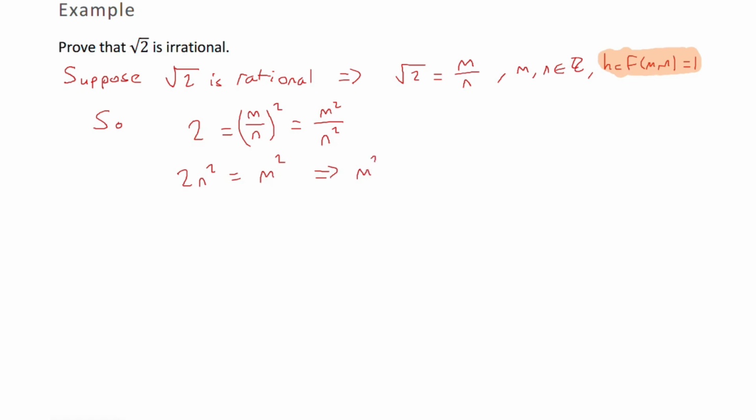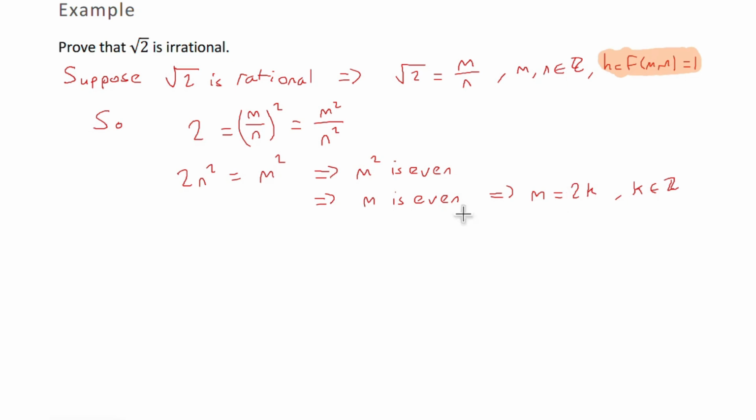But that means that m squared is even, and that in turn means that m is even. Now, we do have a little bit of a jump there, but if you look back at the previous your turn, we showed something about cubes. You can do something very similar with squares by contradiction to show that if m squared is even, then m must be even. If m is even, that means we can write m as 2k for some k, which is an integer.